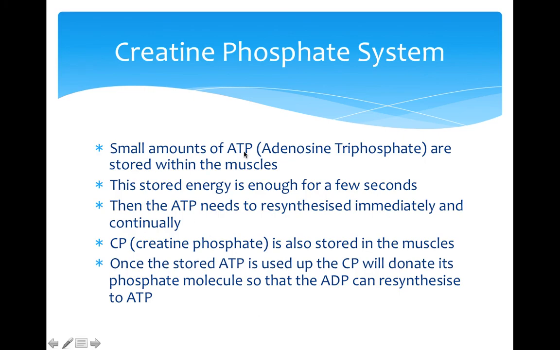Now, this word here, ATP, adenosine triphosphate. If you like, that's our energy. That's what lets us actually go. Now, there are small amounts of ATP stored in the body. Okay? They're stored in the muscle. And what this first system does is it takes those stored energies and it uses it. As we spoke about, a bit of stored energy.